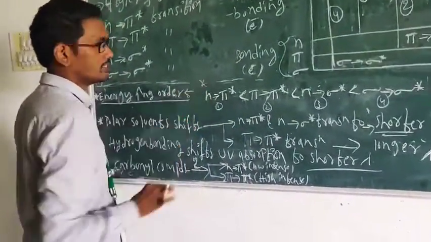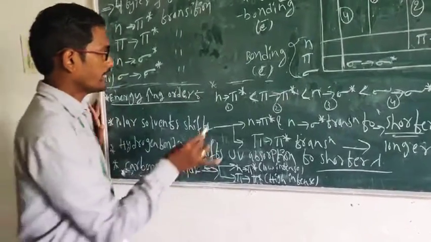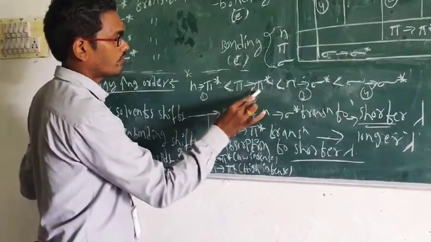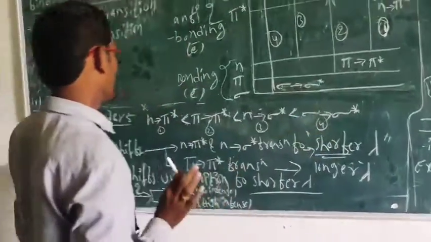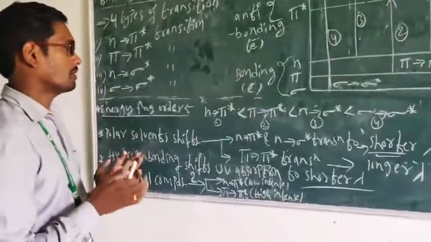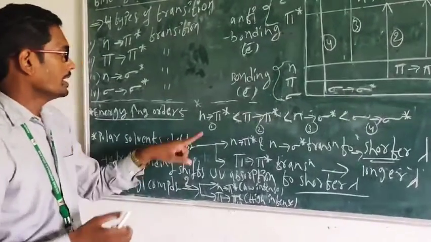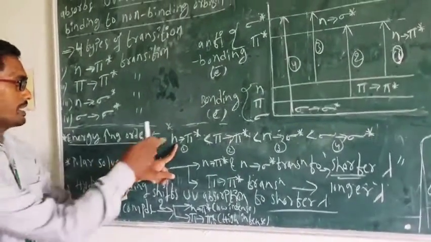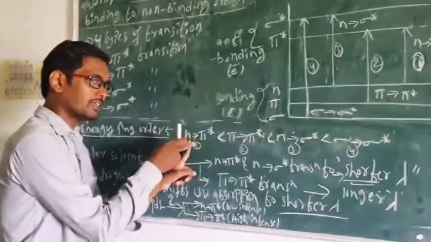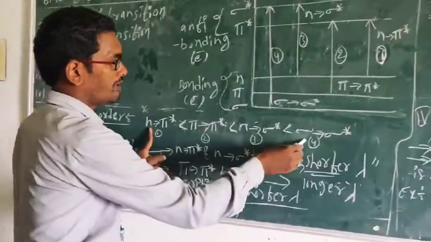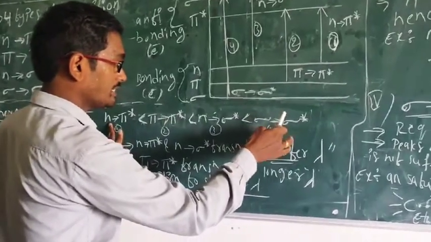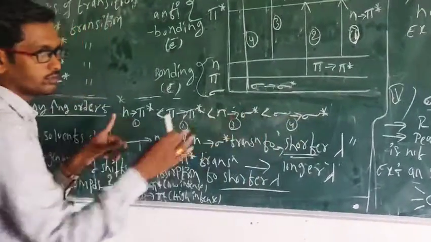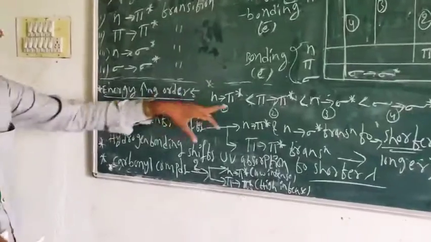This is important for the exam point of view also. Here n to pi star transition less than pi to pi star transition less than n to sigma star transition less than sigma to sigma star transition. If you talk about wavelength, n to pi star transition requires the lowest energy, so it will appear at higher wavelength. Sigma to sigma star transition requires the highest energy, so it appears at lower wavelength. This is important.